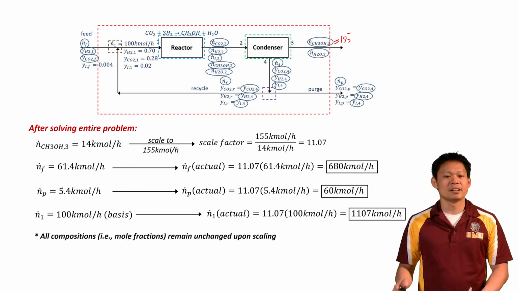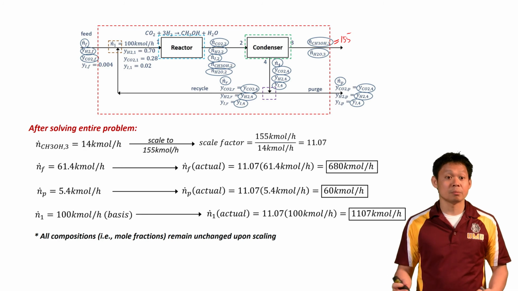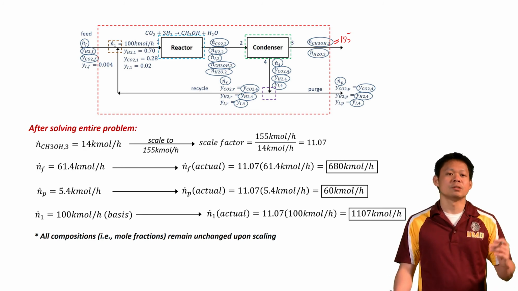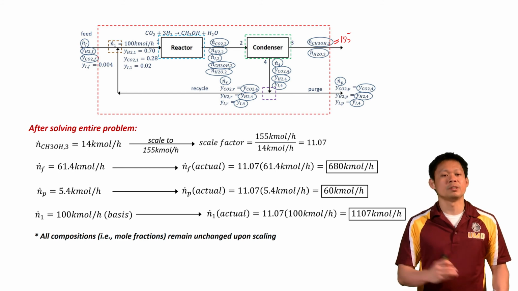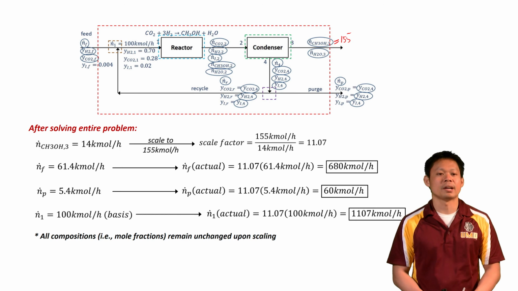Just a quick note before we end here. When we scale something, the flow rates are scaled, but the compositions are not going to change. So the mole fractions do not change in any stream. All you need to do is multiply the molar flow rates of all the streams that you have.